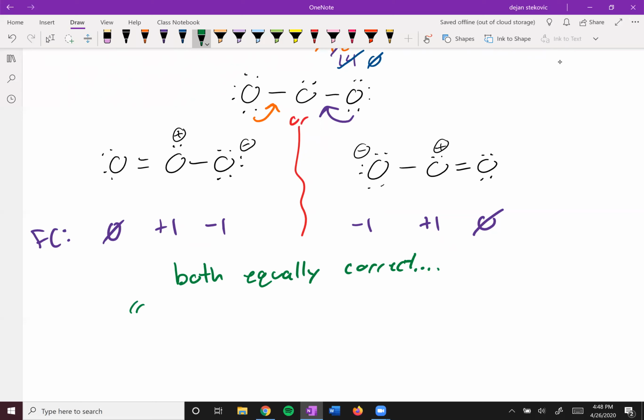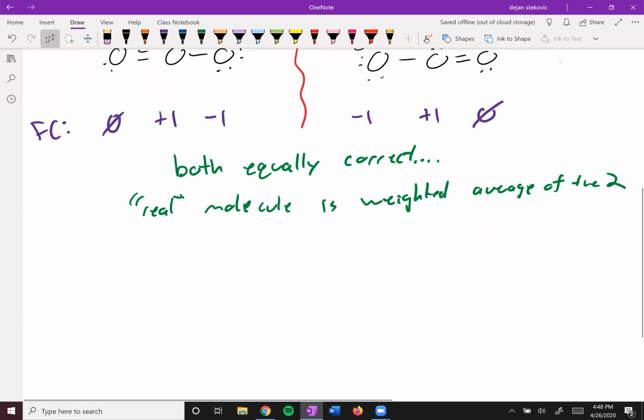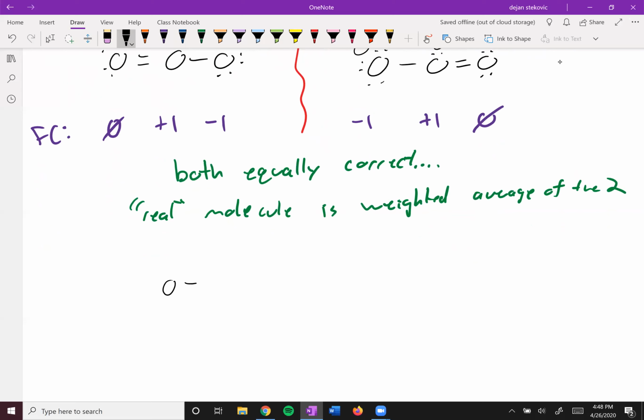So what does the real molecule look like? The real molecule is what's known as a weighted average of the two. Sometimes you'll hear that it's a superposition of both of them. The way we draw that is we just draw both resonance structures, or all of the resonance structures available, and then we use this double-sided arrow. This double-sided arrow is a resonance arrow.